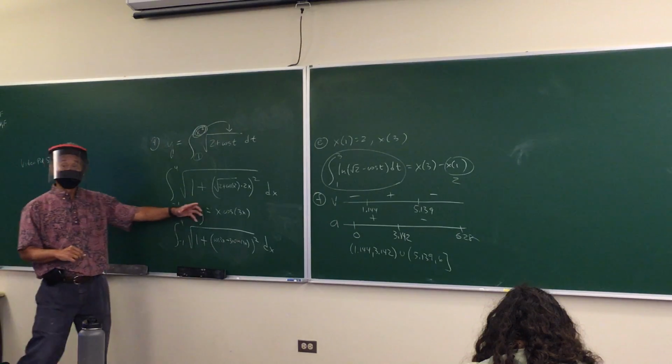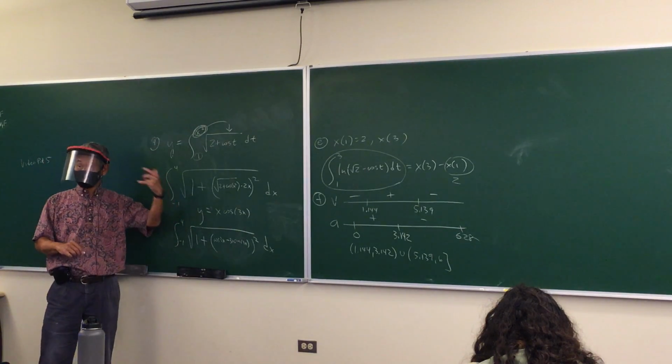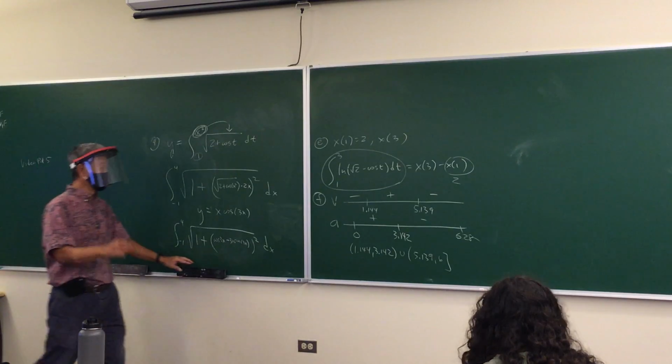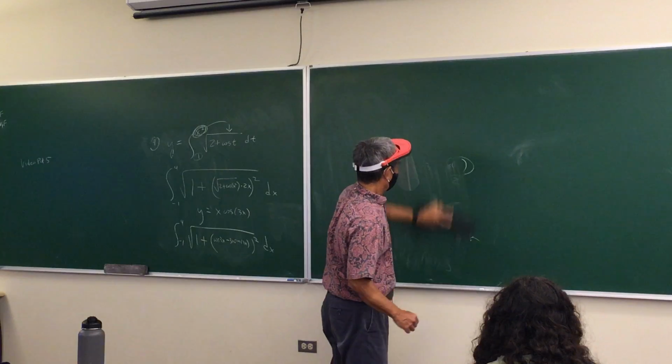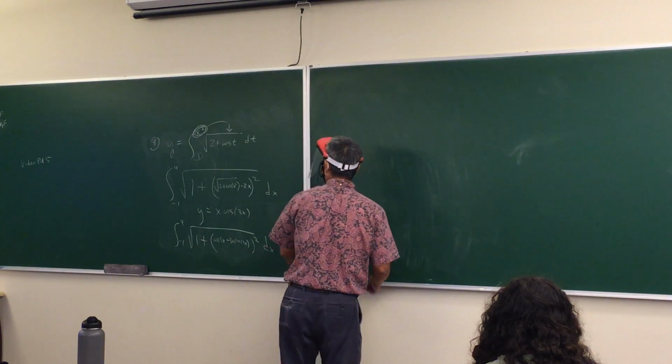Or maybe tomorrow I give you something with a quotient, so you gotta use the quotient rule. Have we forgotten that? Let's review it. High D low, low D high, minus high D low, all over the denominator squared.